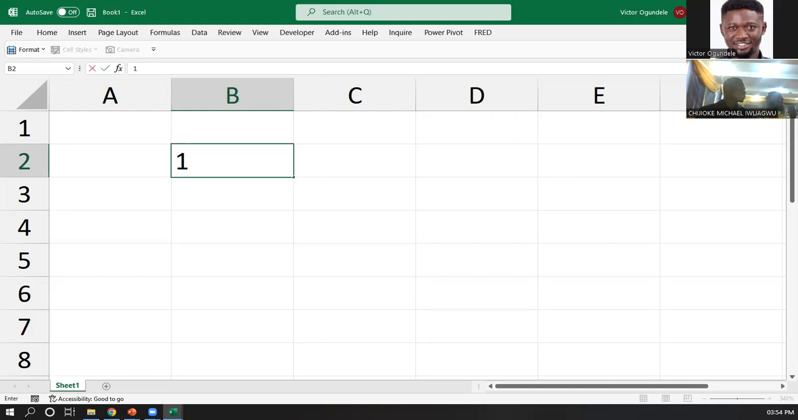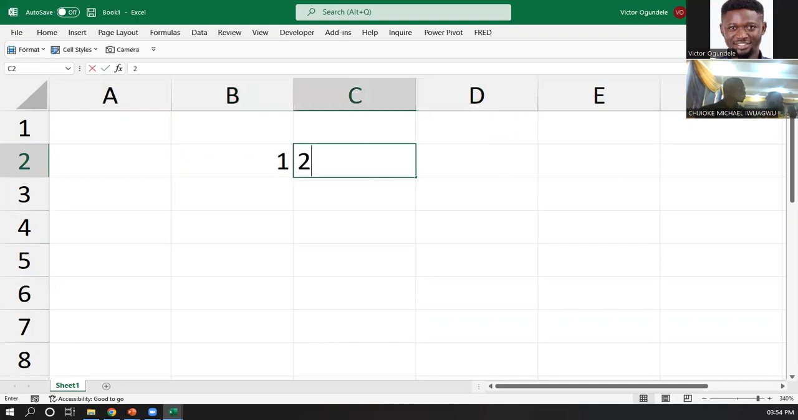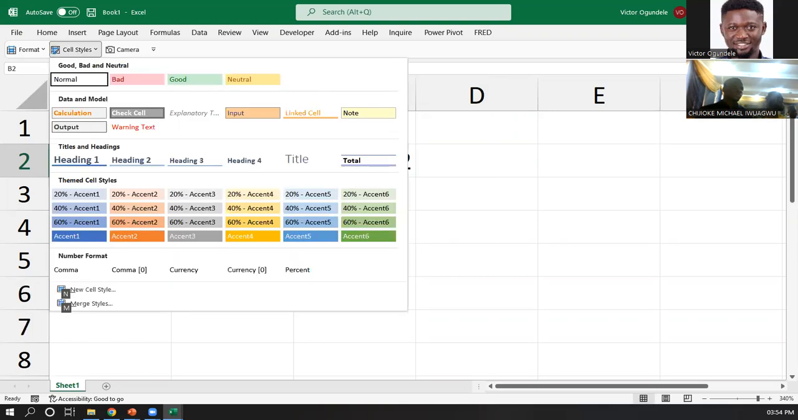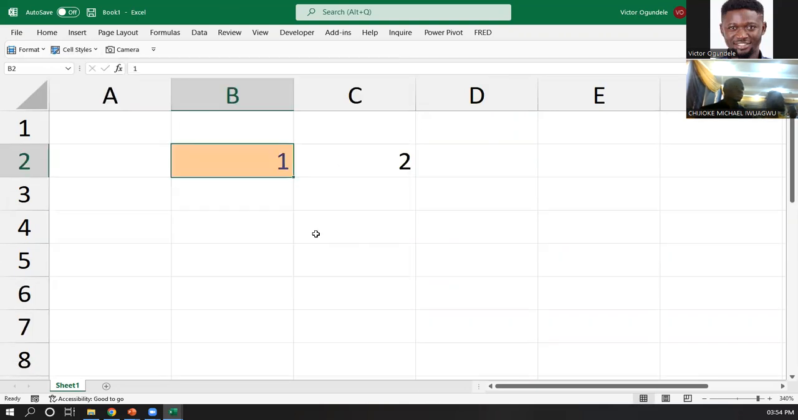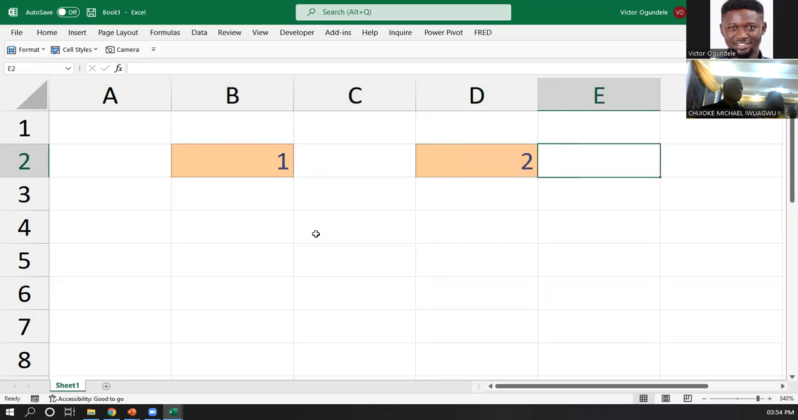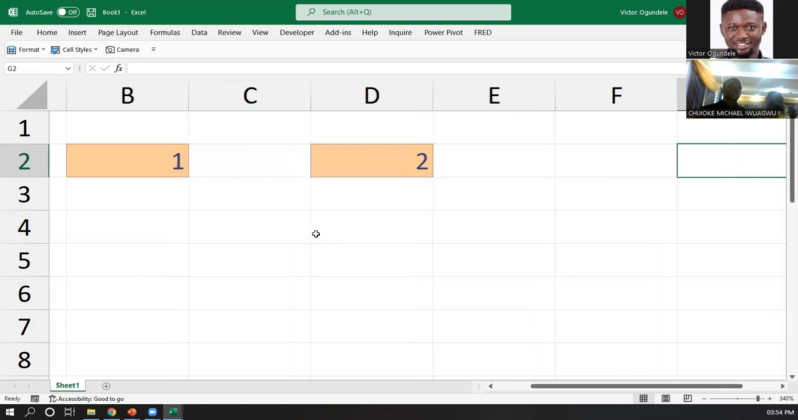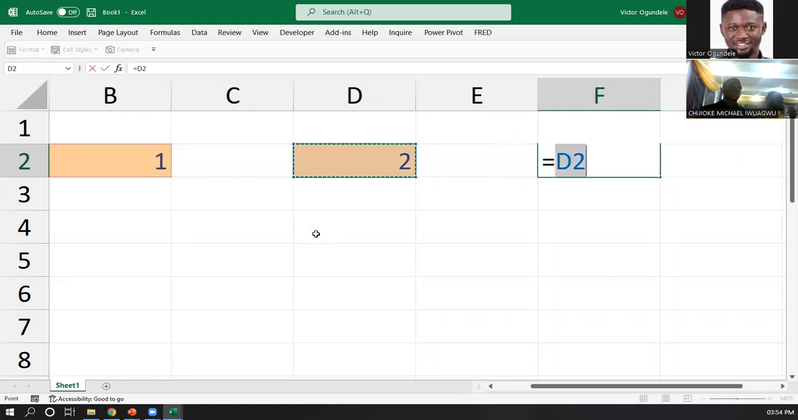So let's assume I type one here, and I type two in another cell. Let me label them so that we know. I'm going to call this input, and I'm also going to call this input. Now I come to another cell and type equal to the cell that contains one, plus the cell that contains two, enter. You know that this is a model.